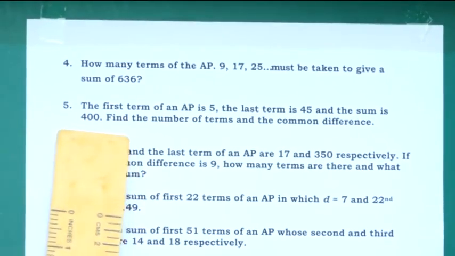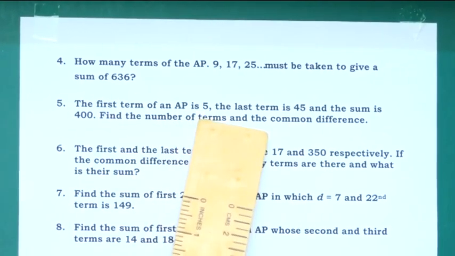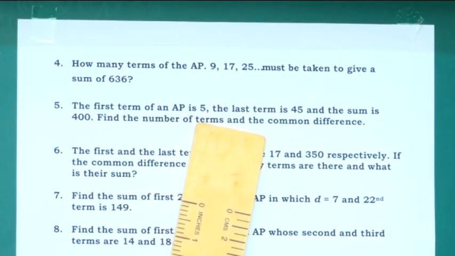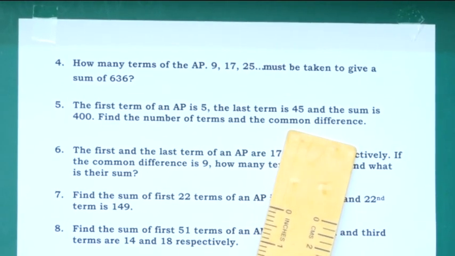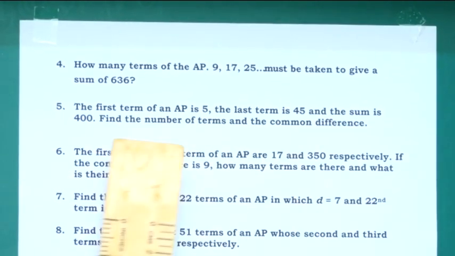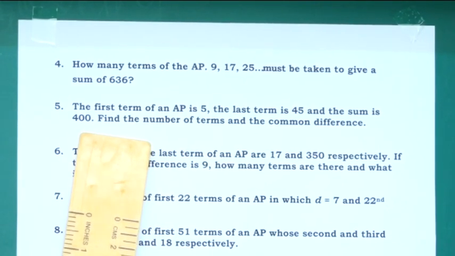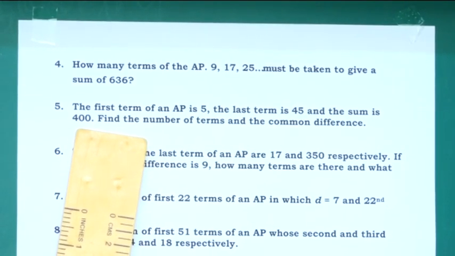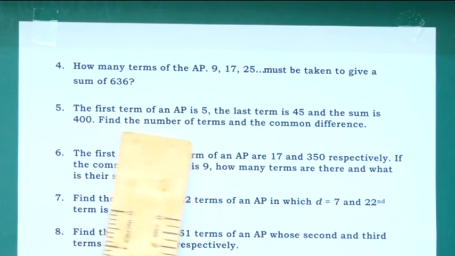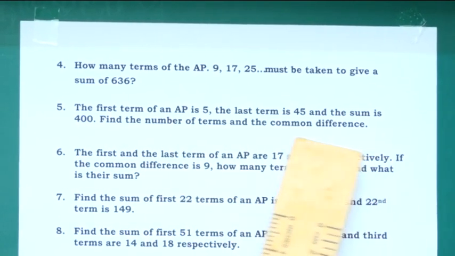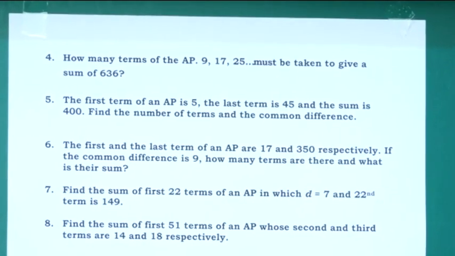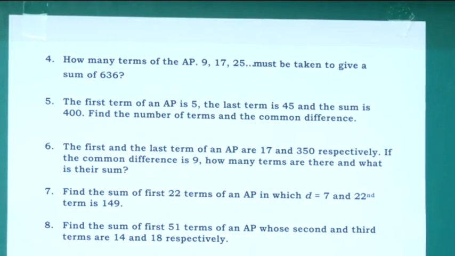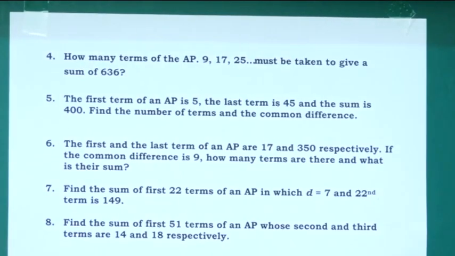Here, children, the first term of an AP is 5. The last term is 45. I mean the An or the l is 45, and the sum is 400. Find the number of terms and the common difference. Means once again you should find n and the common difference. So first we list down what is the data given and then we solve the problem.